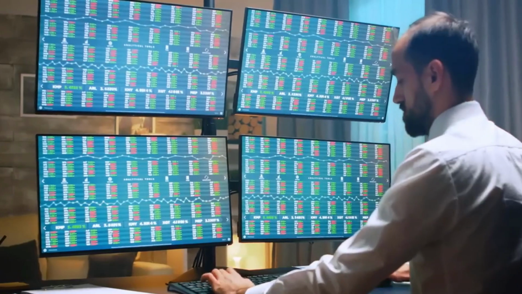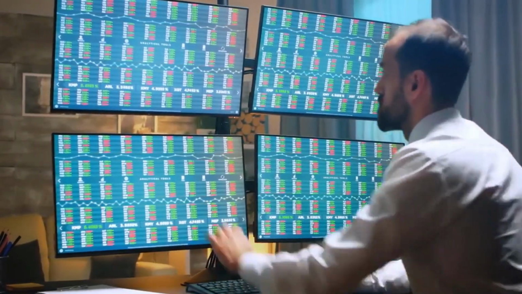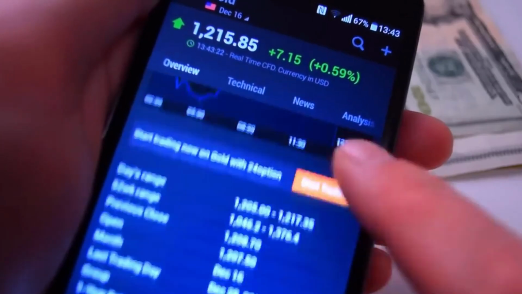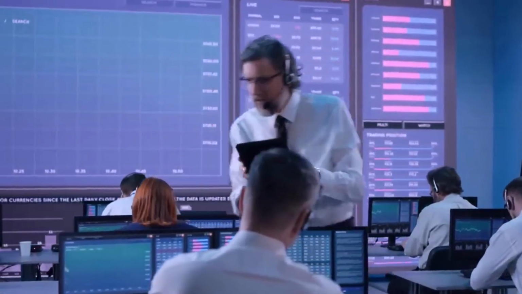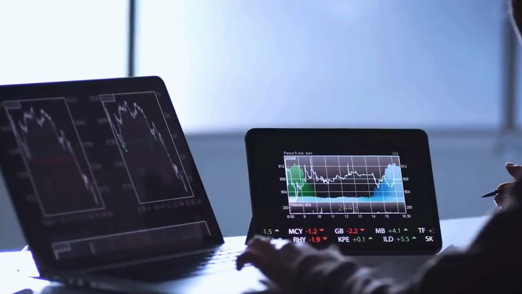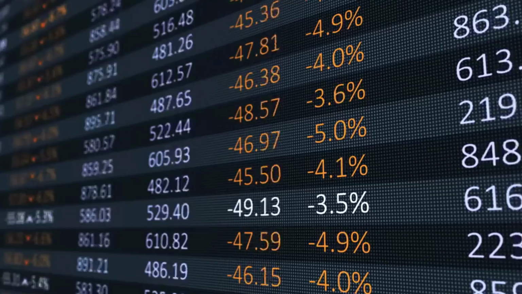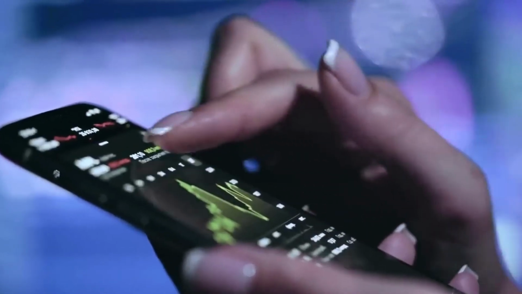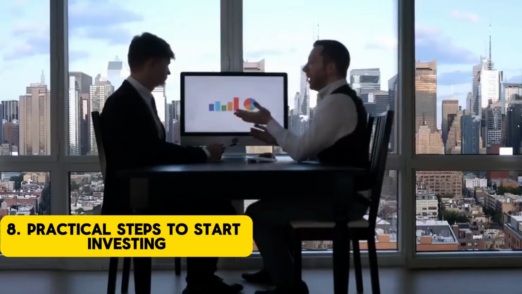Morningstar's long-term perspective. Morningstar, a trusted authority in financial research, provides a wealth of insights for long-term investors. Their annual report, Best Companies to Own, 2025 edition, highlights firms with durable competitive advantages, strong market positions, and reliable cash flows. 8. Practical steps to start investing.